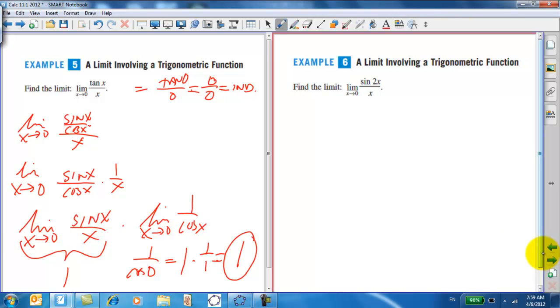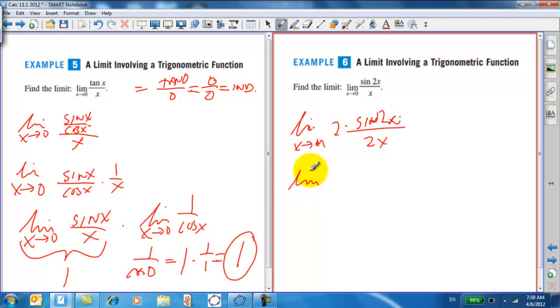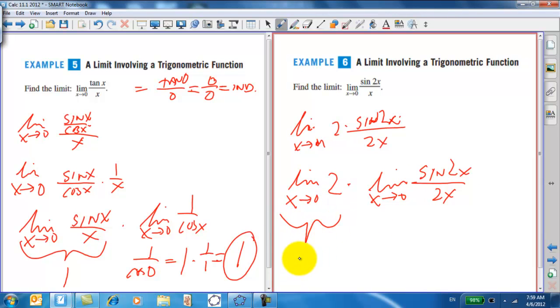Here's another one, a limit involving a trig function. Limit as x goes to 0 of sine 2x over x. Well, what we can do is write this as the limit as x goes to 0 of the sine of 2x over 2x, and put a 2 up here. Now here's my thinking behind this. I split this up now as the limit as x goes to 0 of 2 times the limit as x goes to 0 of the sine of 2x over 2x. Now this whole thing will just be 2, because 2 is basically a constant function. It doesn't change when x changes.